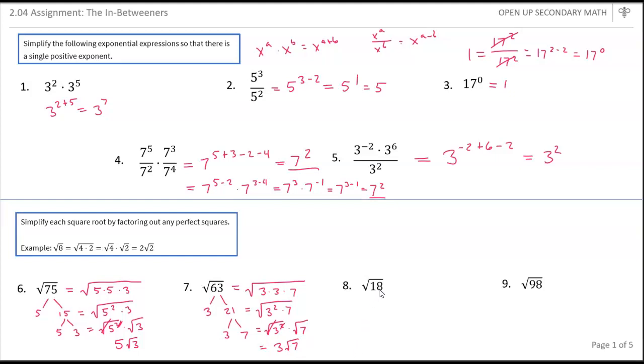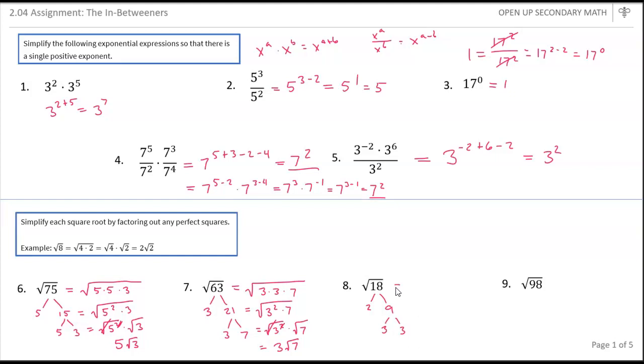So now let's look at root 18. What can we divide 18 by? Well, whenever I see an even number, I always say 2. I'm always going to try 2 if I see an even number. So let's do that. 18 divided by 2 is going to be 9. So 2 and 9. 2 is a prime. How about 9? Can 9 be divided by anything evenly? Yeah, 9 is 3 times 3.